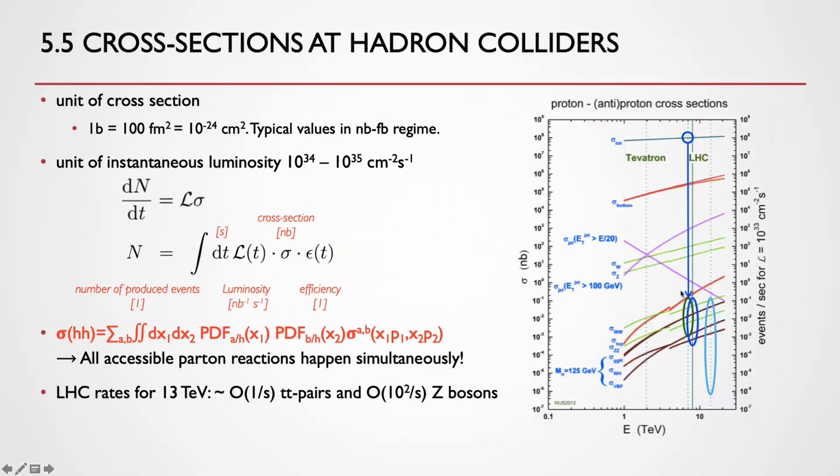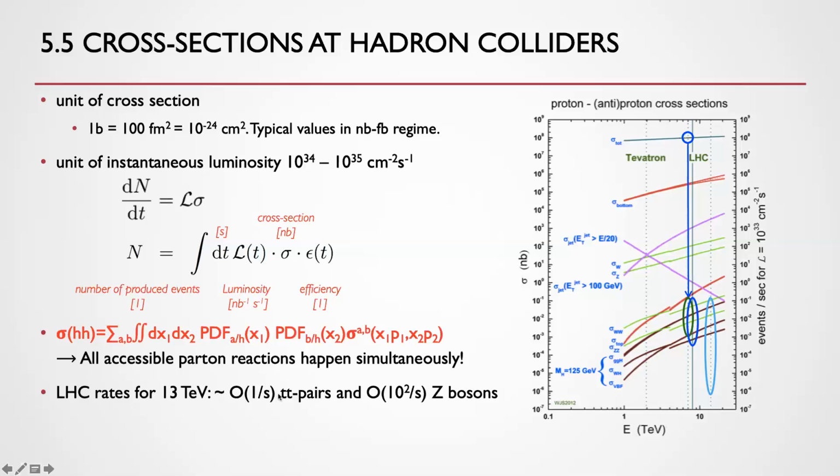Ultimately, that's the reason why the cross sections for the production of heavy final states, W boson, Z boson, top quark, 2 W bosons, and so on, is so low. On the other hand, all reactions happen at the same time. There is no energy scan necessary. The energy scan that we had to do at the e plus e minus colliders to find the Z boson is not necessary, because x1 and x2 are random numbers that are drawn from the parton distribution function. So each event will have a new center of mass energy in the parton system. In other words, all accessible parton reactions happen simultaneously.